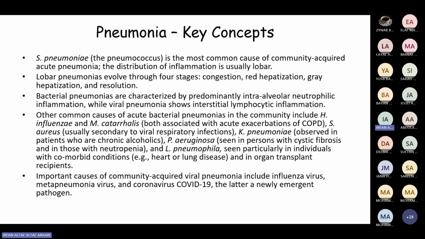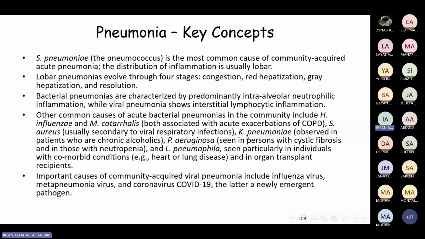Other common causes of acute bacterial pneumonia are H. influenzae and Moraxella catarrhalis, and these are usually associated with exacerbation of COPD. Staph aureus usually follows a viral respiratory infection. First, the person gets a viral respiratory tract infection, and if he develops pneumonia, it is usually by Staph aureus.